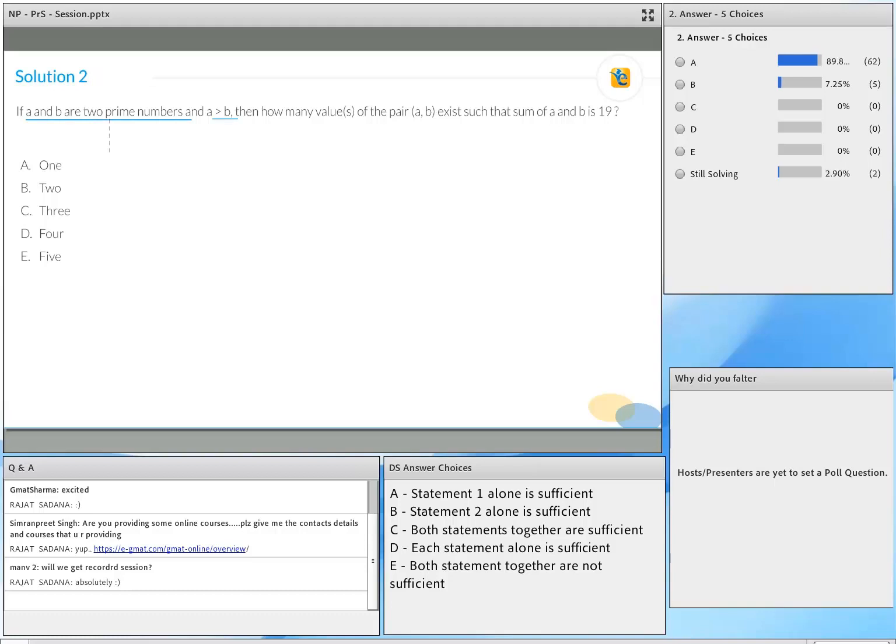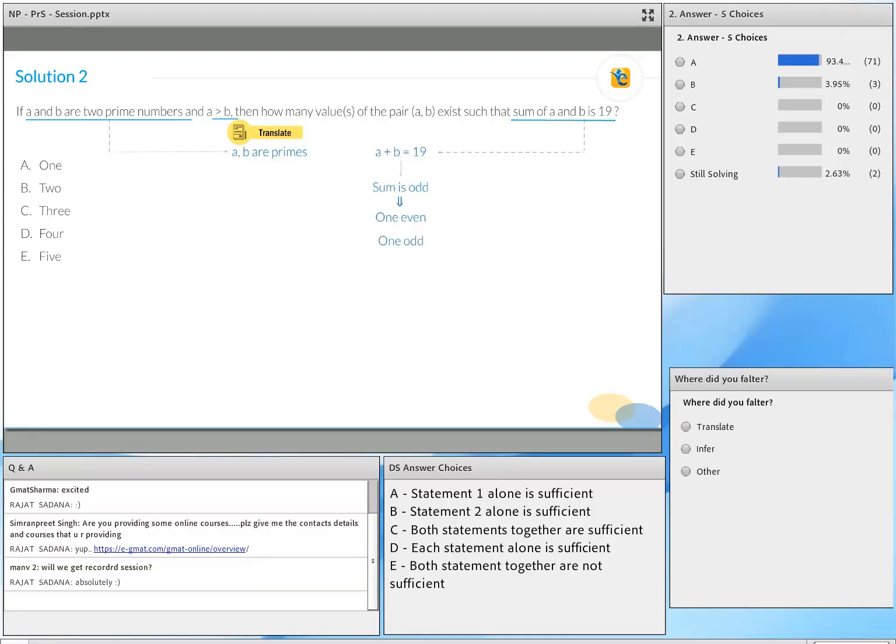If A and B are two prime numbers, so A and B are primes, and A is greater than B. So that's one thing. A and B are primes. And what do we need to figure out? How many values exist such that the sum of A and B is 19? Good. Now the sum of A and B is 19. If you notice, the sum is odd, which means one of these needs to be even and the other needs to be odd, right?